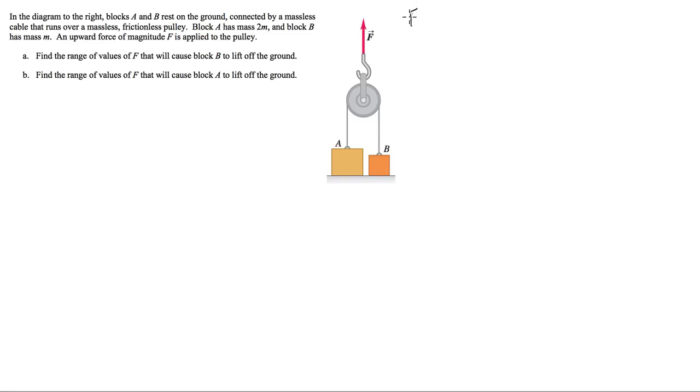So let's do an FBD of the pulley. I kind of wish this thing was bigger, but whatever. So this applied force F acts upward on the pulley, right? And then let's just draw a little thing around the pulley here. So we've got the applied force F acting upward, and then we've got two cables coming off of it. It's the same cable, right? But it's wrapped around the pulley, and both ends come off of it.